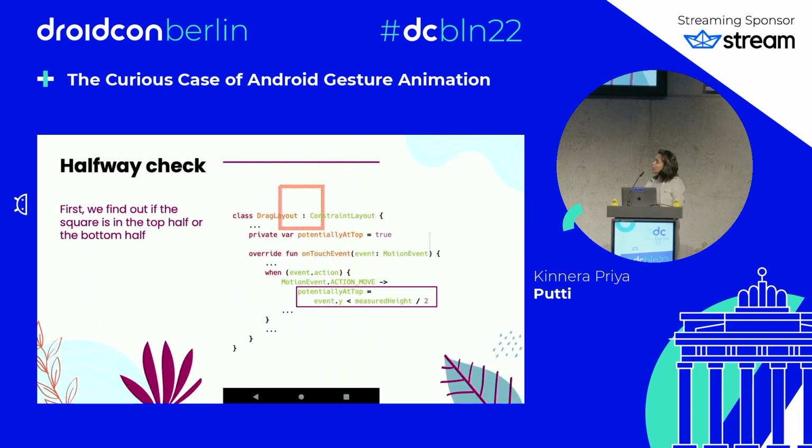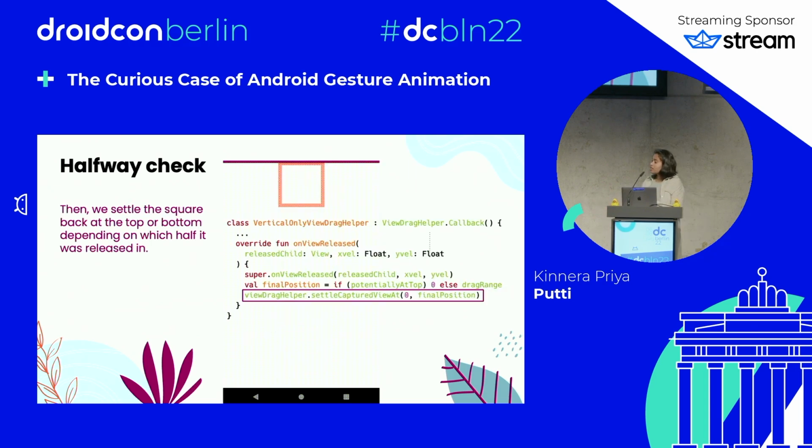Now we're going to do something else. We're going to check whether the square is in the top half or the bottom half, and then we want it to go back to the top or the bottom. So we're just going to check if it's less than or more than half the height of the screen. To settle that little tiny lag at the bottom, we're going to use something called settleCapturedViewAt.